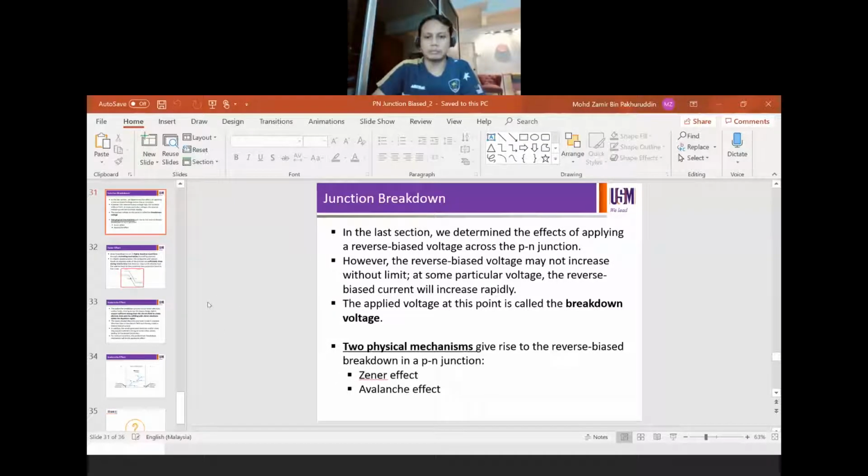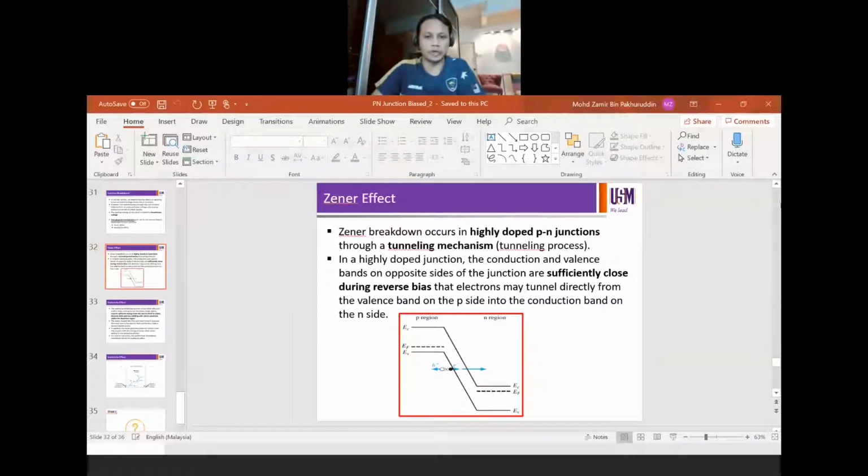So basically there are two physical mechanisms that are responsible for the junction breakdown in the negative reverse voltage region. So Zener and avalanche. Avalanche dominates at low to moderately doped, whereas the Zener breakdown dominates in the heavily doped region, right? So right, this is Zener breakdown.